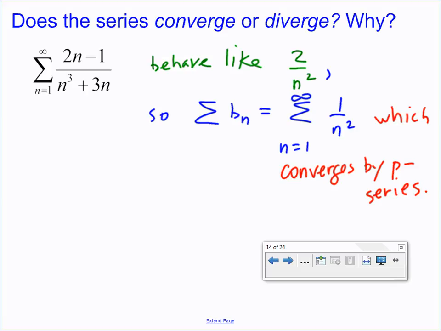All right, so let's consider the limit comparison test. If we get a constant, they share the same fate. So let's see if they share the same fate. We'll consider the limit as n goes to infinity of a sub n over b sub n, and that will be 2n minus 1 all over n cubed plus 3n. And we're going to divide that by 1 over n squared. That's the same as what? Multiplying by the reciprocal, n squared over 1.